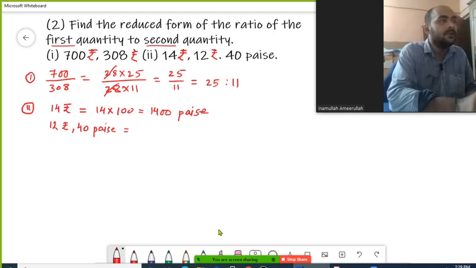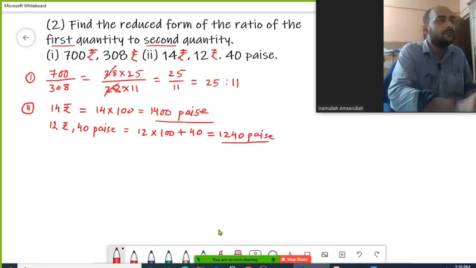So this quantity can be changed to paise. 12 rupees, that is 12 into 100 plus 40 paise. So 12 into 100 is 1200 plus 40, so 1240. So this is our first quantity, 1400 paise, and the second quantity is 1240. These are the two final quantities which we need to write as a ratio in reduced form.